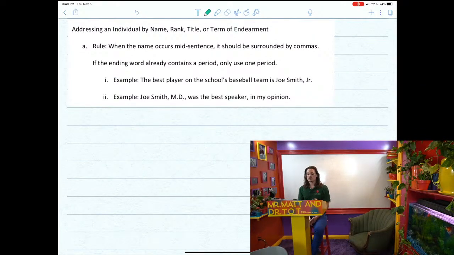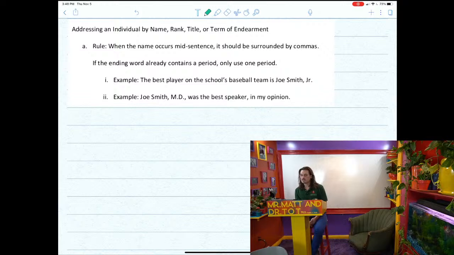Also, when addressing an individual by name, rank, title, or by a term of endearment, like sweetie or honey pie or my dear friend, something like that, when the name occurs mid-sentence, it should be surrounded by commas. If the ending word already contains a period, then you only use one period. So basically what we said before.